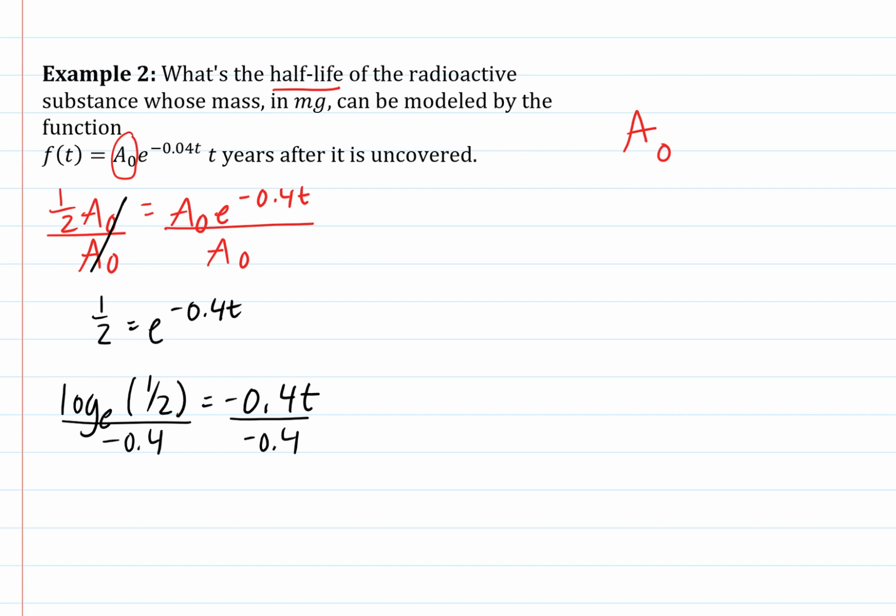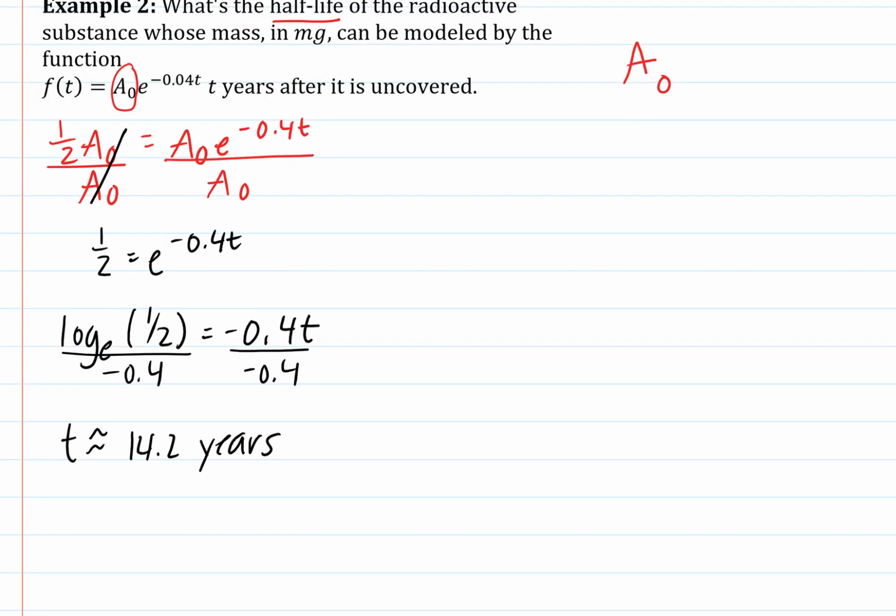Grab your calculator. This will give you about 14.2 years. So what this means is however much of the substance you find, if you find 100 milligrams, after about 14 years, you'll only have 50 milligrams left. If you start by finding 30 milligrams, after about 14 years, now you'll only have 15 milligrams. So whatever your original amount is, you'll have half left after 14 years.